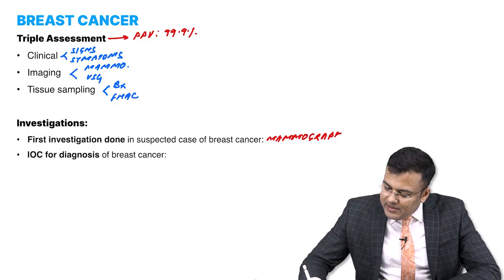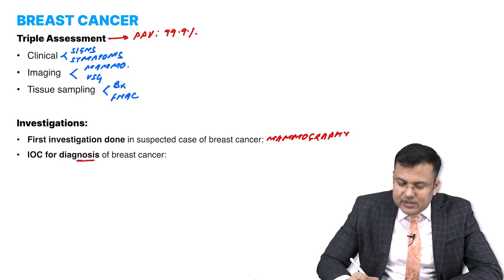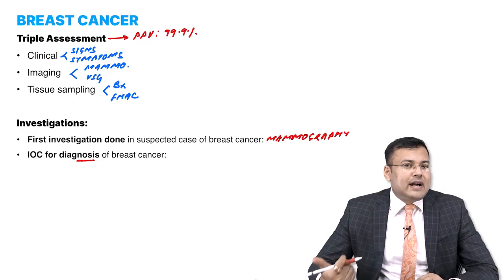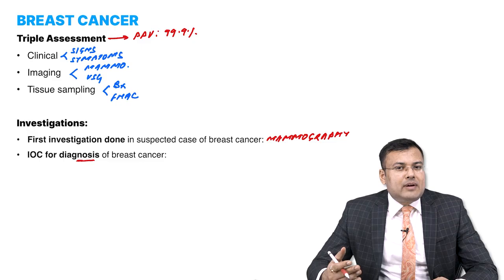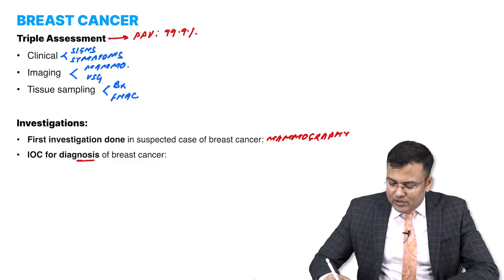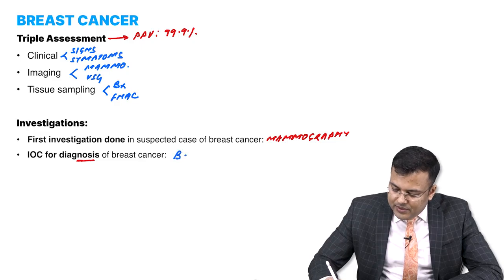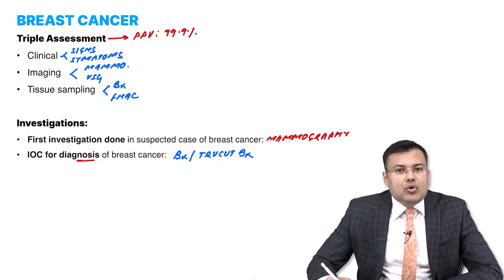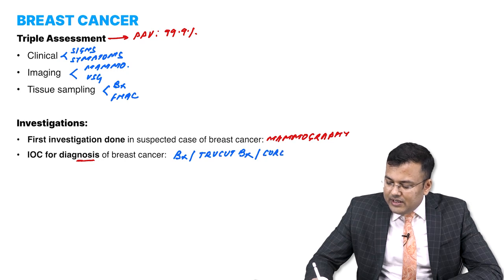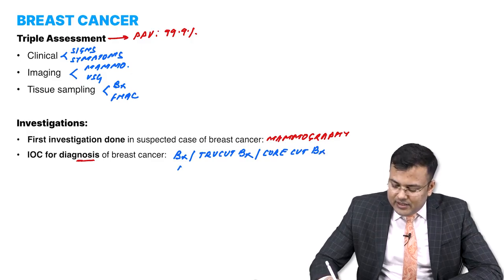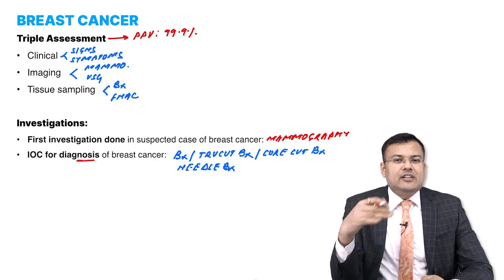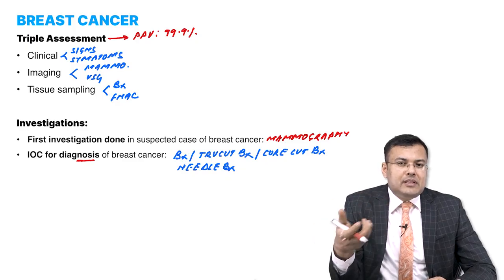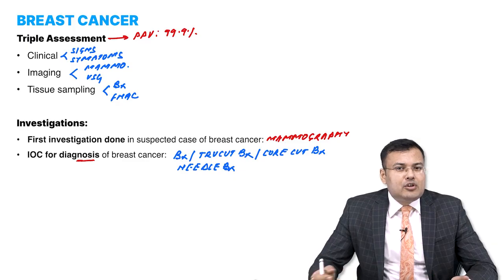Now you tell me, what is the investigation of choice for diagnosis of breast cancer? It's biopsy. What are the other names of biopsy? It's also known as true cut biopsy, also known as core cut biopsy, and since you are using a needle, needle biopsy. I'm telling you, examiners at the place of biopsy sometimes mention true cut biopsy, core cut biopsy or needle biopsy. So mark the correct answer.